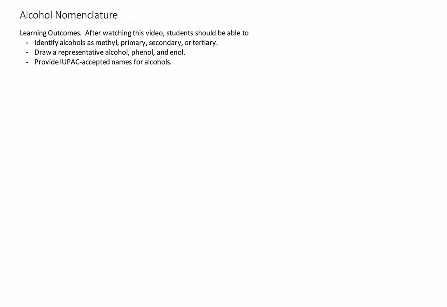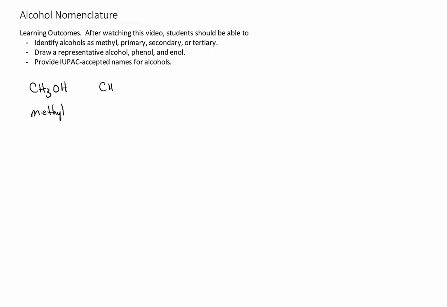In this video, I'd like to give a brief introduction to alcohol nomenclature. After watching the video, you should be able to classify alcohols as methyl, primary, secondary, or tertiary. You should be able to draw representative alcohol, phenol, and enol molecules, and you should be able to provide IUPAC accepted names for alcohols. Methyl alcohols are very easy to identify because there's only one, methanol.